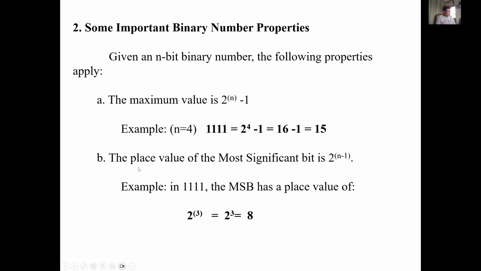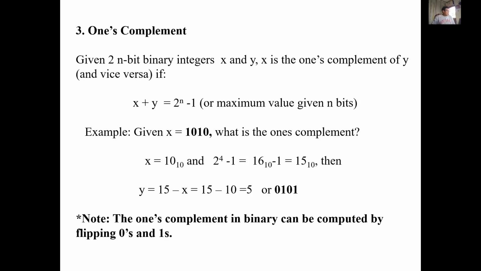Okay. So for example, the place value of the most significant digit is 2 to the n minus 1. In this case, n is 4, so we have 4 minus 1 is 3. 2 to the 3 is 8. For example, in the value 1111, the most significant place value is 2 to the 4 minus 1, or 3, which is 8. The most significant bit has a place value of 8. Now, it is important because we use these properties to compute for the ones complement.